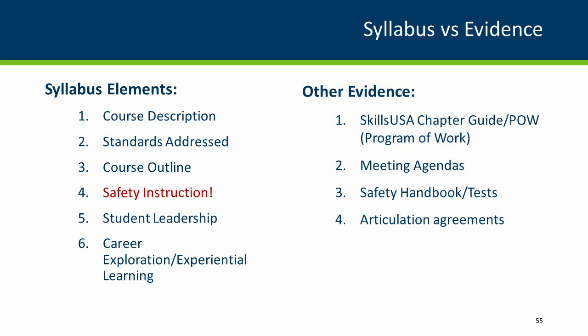I should look at. If you have meeting agenda notes from your advisory committees, that's great, and provide those. Maybe articulation agreements or your program of work for Skills USA. Any kind of evidence like that is great to have as well.